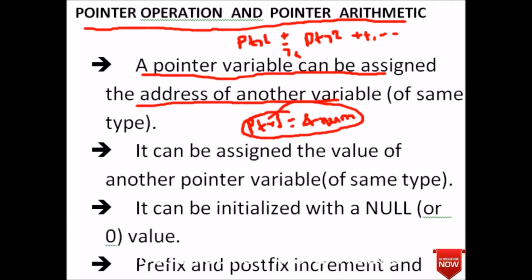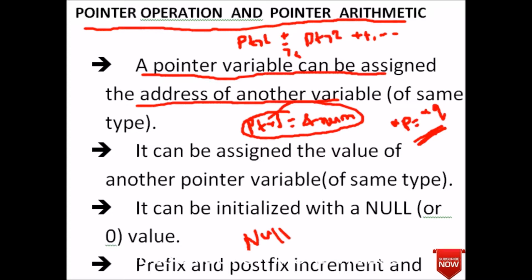And now the second point is, it can be assigned the value of another pointer variable. Suppose we have pointers p and q, then in p we can assign the value of another pointer variable, suppose q. It means the value of pointer variable q is assigned to p. This operation we can do on pointers. And we can also initialize a pointer with a null or 0 value. In the next lecture we will see what is a null pointer and a generic pointer, in which I will explain this in detail.